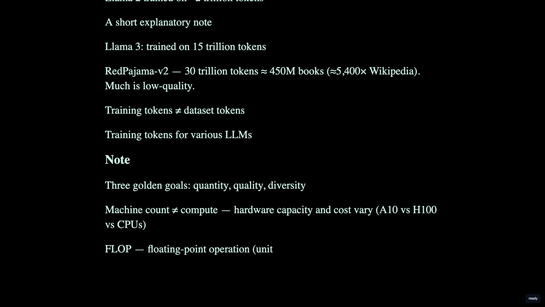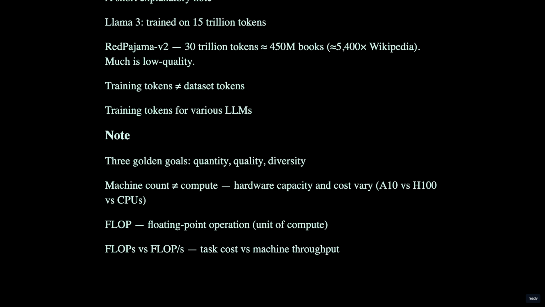A FLOP counts a single floating point operation and is a standard unit for measuring a model's compute cost. For example, PaLM 2's largest model was trained with roughly 10 to the power of 22 FLOPs, while GPT-3 175B used about 3.14 times 10 to the power of 23 FLOPs, showing training costs can differ by orders of magnitude.